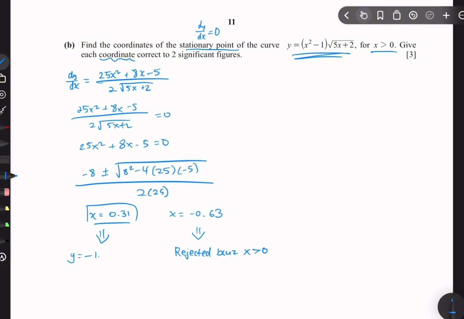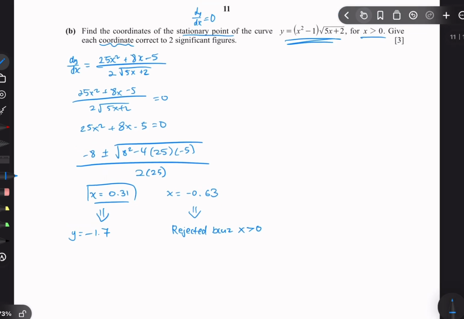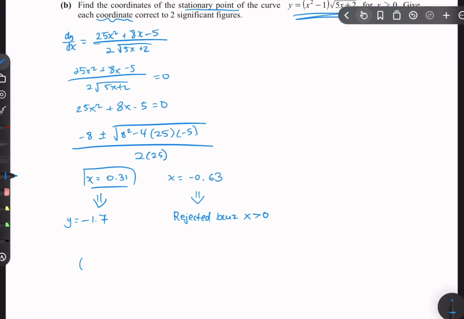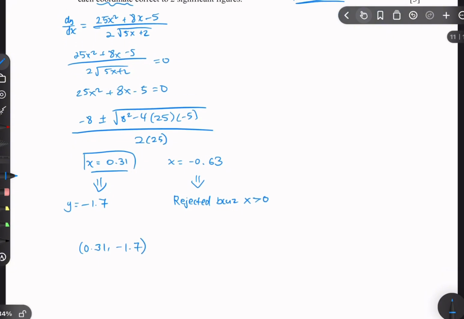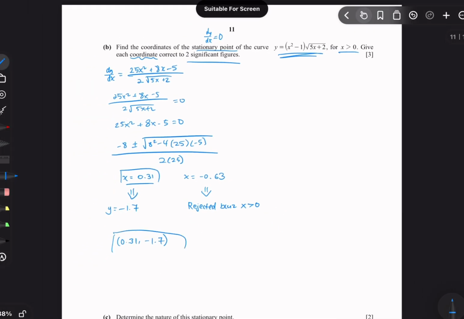And you should get minus 1.7. So the coordinate of this stationary point should be 0.31 and minus 1.7. Remember to give the answer in two significant figures as stated in this question. Okay, so this is the final answer.